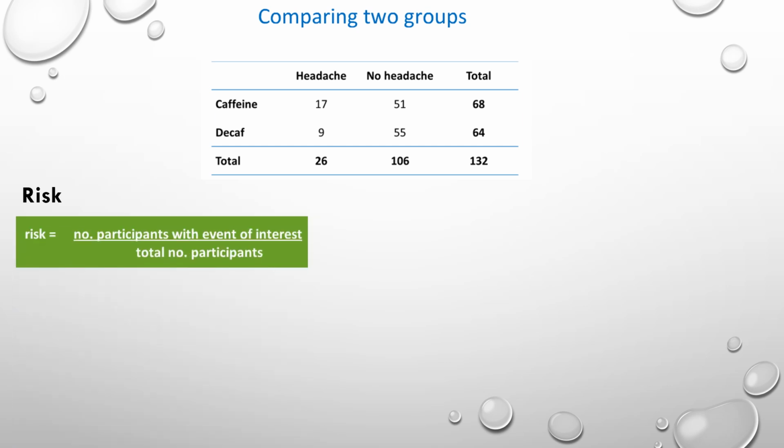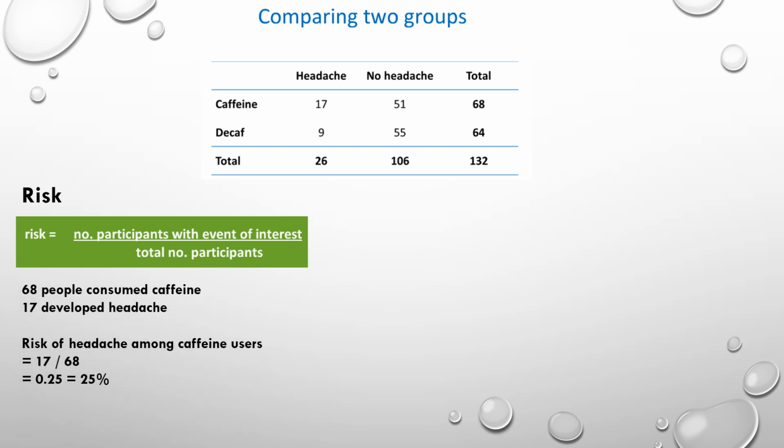Risk is the number of participants with the event of interest divided by the total number of participants. In this case, the risk of headache among caffeine users will be the total number of caffeine users who got headache divided by the total number of caffeine users. The total number of caffeine users who got headache is 17. The total number of caffeine users is 68.